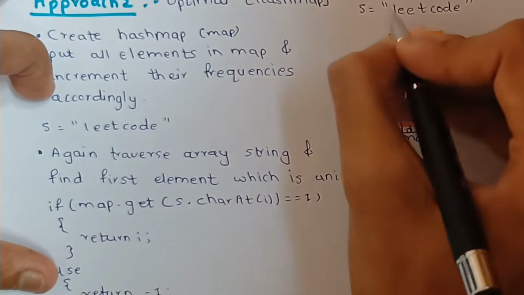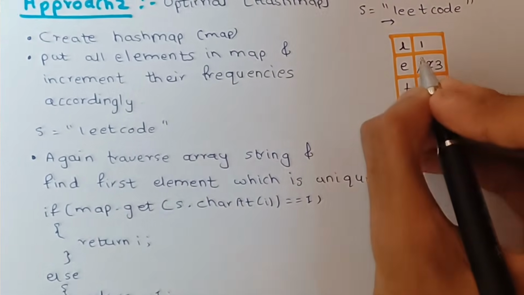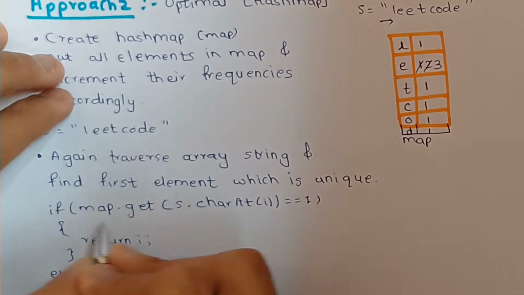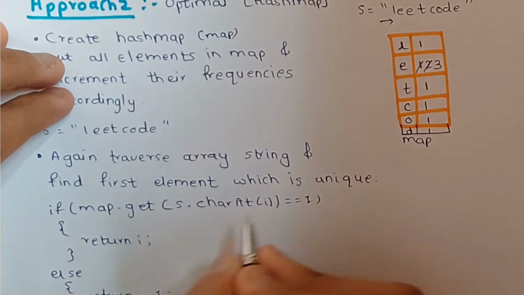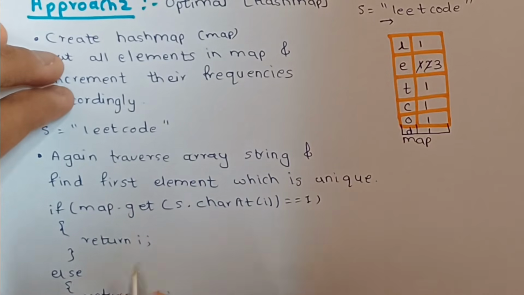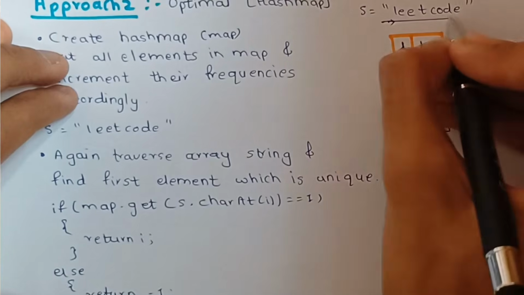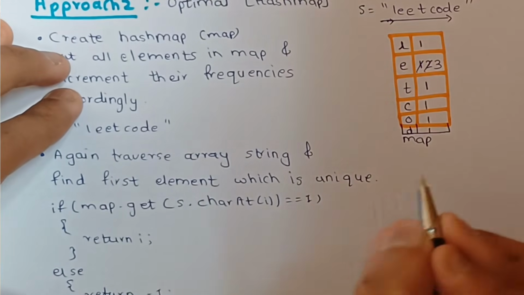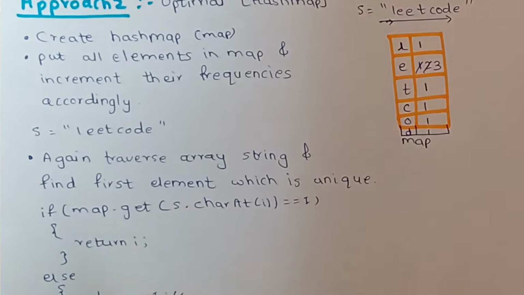While traversing again, L will come, and we check if L is in the hash map. If map.get(s.charAt(i)), meaning the ith index, is in the hash map and its value is 1, then we simply return its index. And if after traversing the whole array we do not find a unique element, then we return -1. This is a very simple approach.